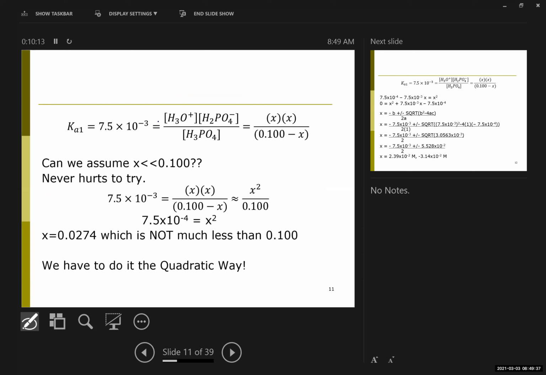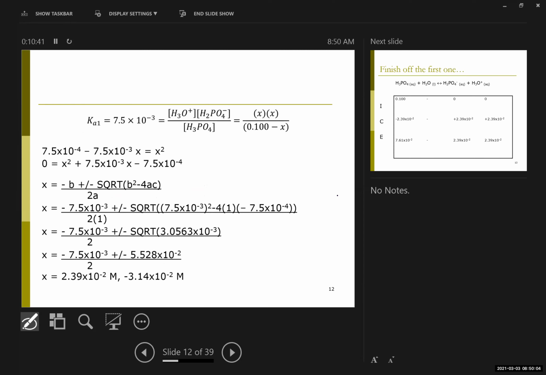If I assume x is much less than 0.1, I get 0.0274, right? Again, 5% of 0.1 is 0.005. 0.027 is greater than 0.005, so it fails. So apologies to people who like to copy down all the algebra. I have to do it with Wolfram Alpha, a graphing calculator, or the quadratic equation. Again, I get 2 roots, as I should from any quadratic, right?